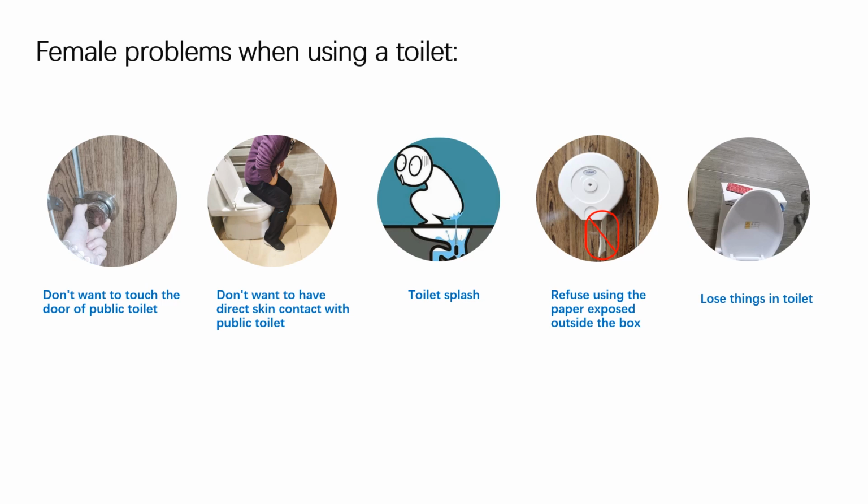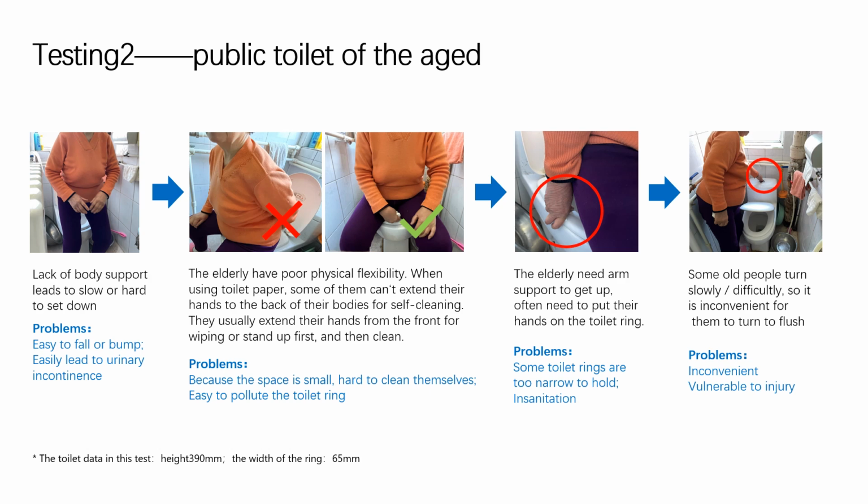This page mentions some new problems, for example, the toilet splash, and sometimes people refuse to use the paper exposed outside the boxes. It also causes waste. The second group of tests is about the public toilets for elderly people. Here are some problems. The first one is that a lack of body support may lead the elderly to fall down and get injured.